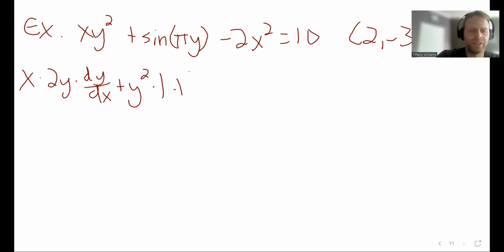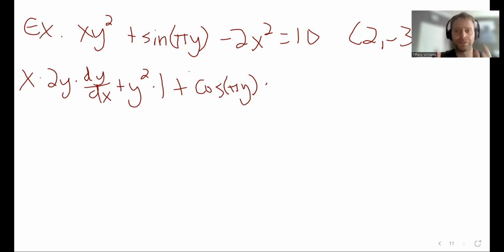Okay. Plus, now we get to sine of pi y. This is going to be a chain rule. So first you start with sine, and it's going to be cosine of pi y, times, now you go inside the function to pi y, and remember, pi is a constant, right?